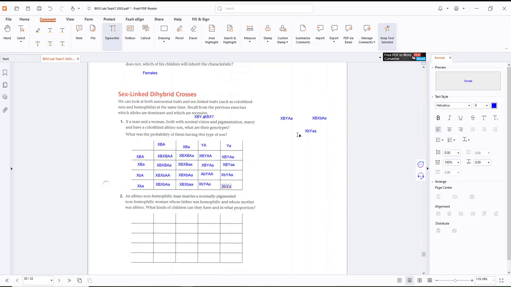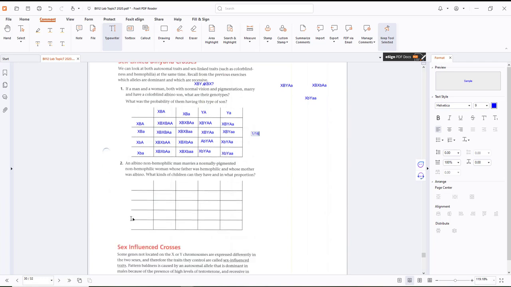So if we look at this genotype, X little b Y little a little a, if we see where it is, this is the only possibility. So there's a 1 out of 16 chance that we will get a boy that is both colorblind and albino. Okay. This second one you are going to figure out on your own.